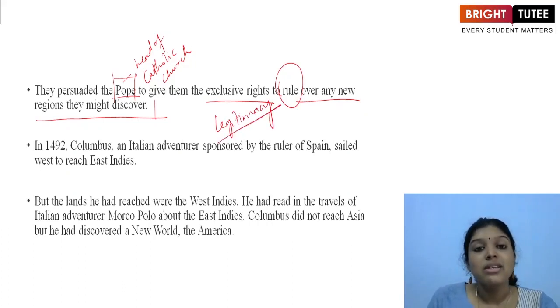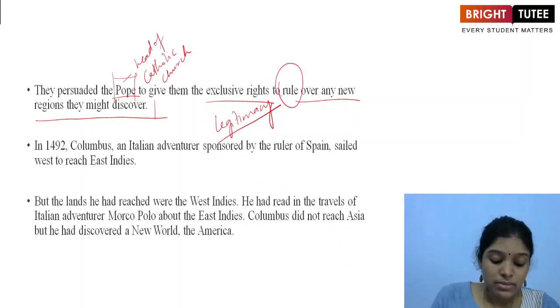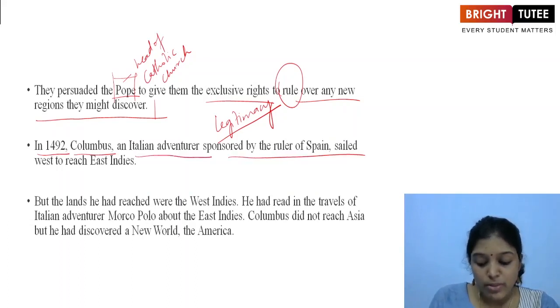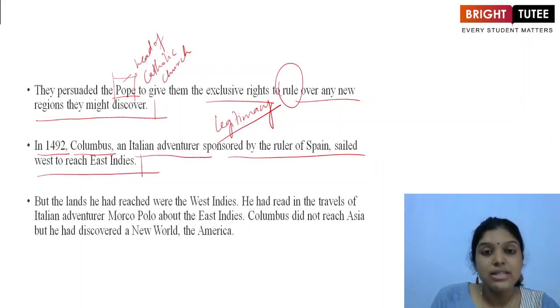So, when they go and colonize or discover a new place, they go and establish their rule over that new place. And the justification or the excuse given is the Pope, who is the supreme head, who is the representative of God, has given them the permission to do so. So that's why they persuaded the Pope to give them the permission. And in 1492, Columbus, an Italian adventurer, sponsored by the ruler of Spain, sailed west to reach East Indies.